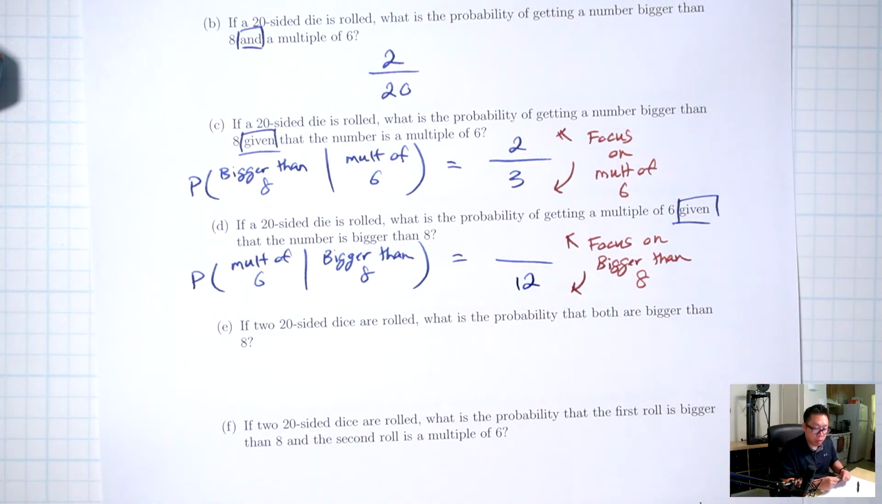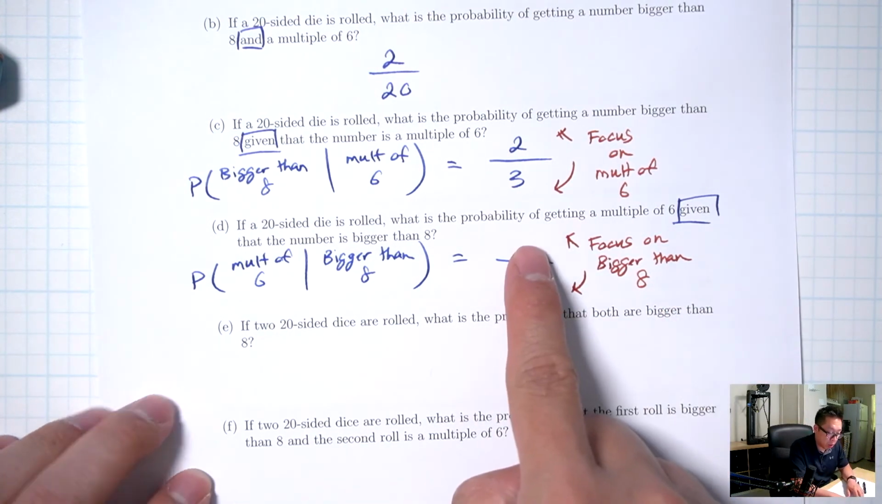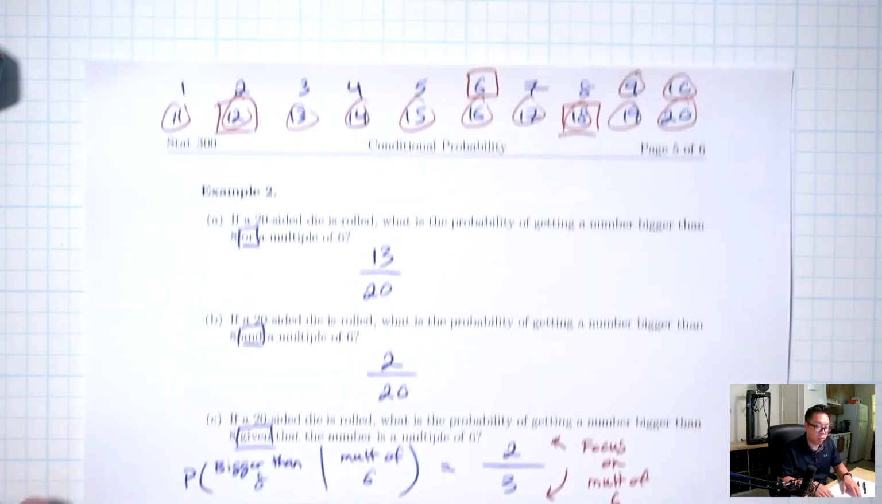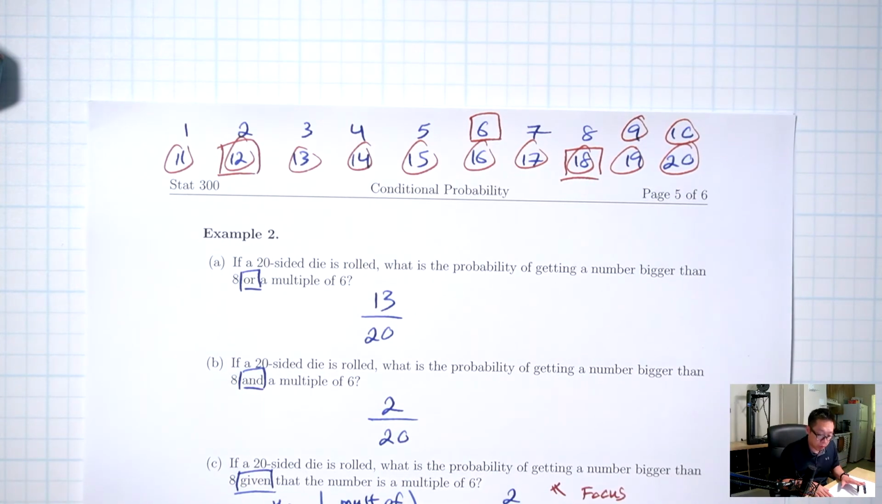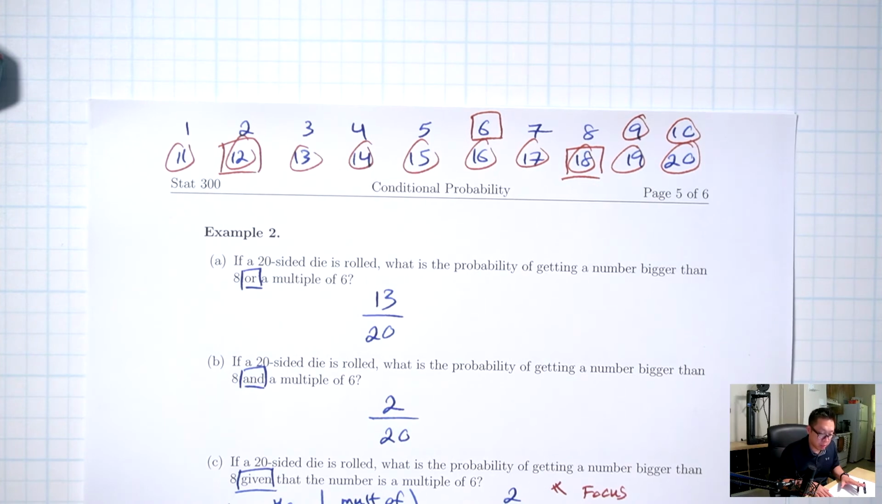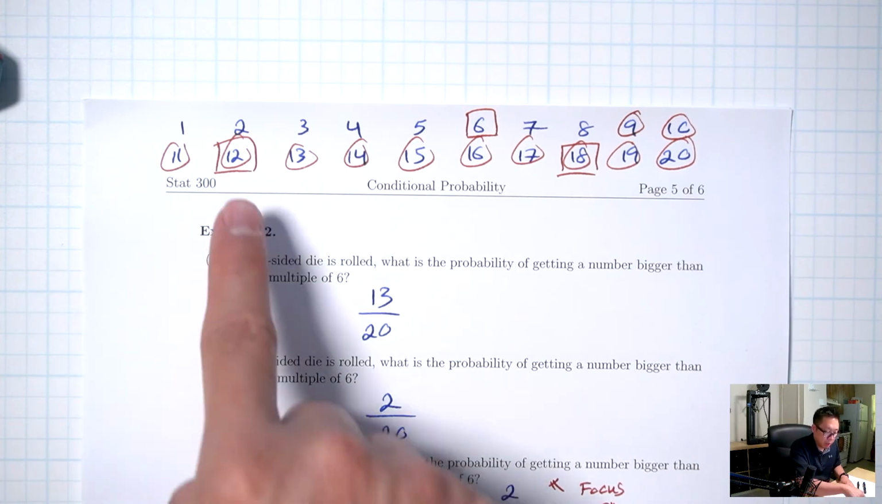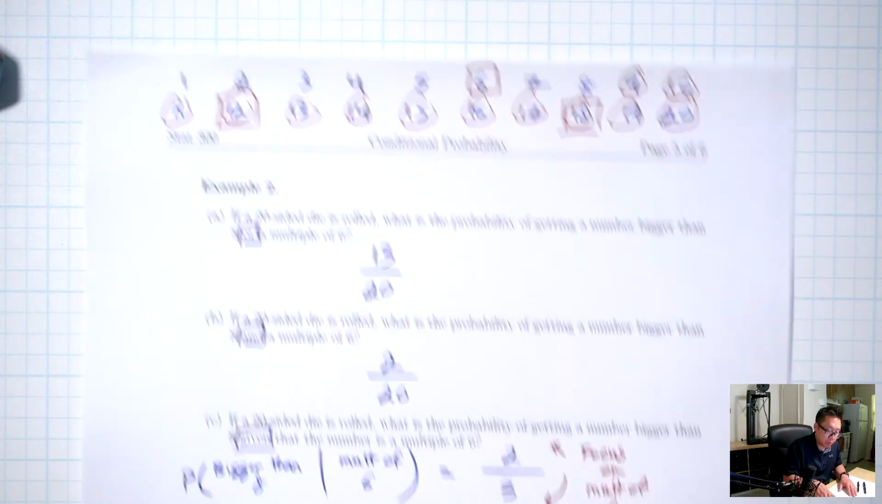And then still focusing on the numbers bigger than 8, how many are multiples of 6? So focusing just on the circles, how many are multiples of 6? Those 2? So 2.